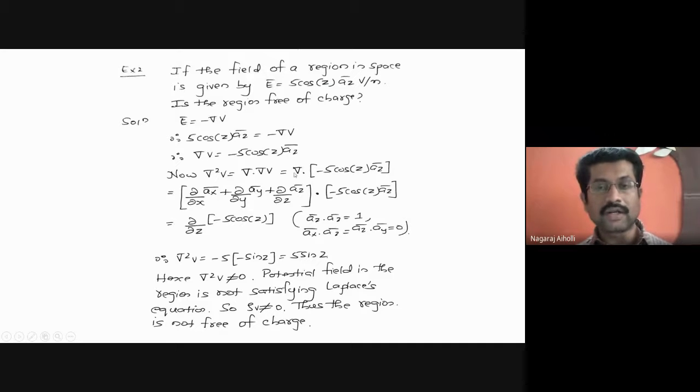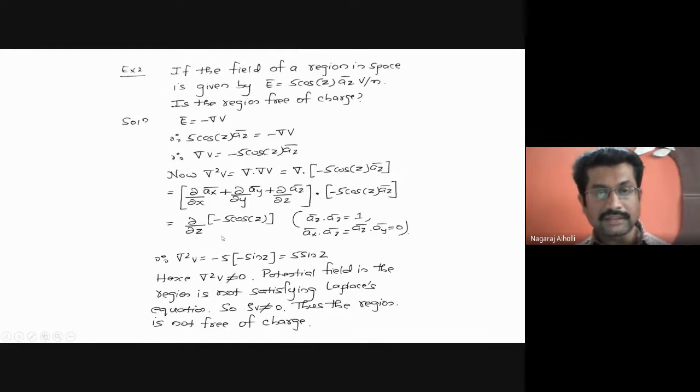What is del, students? The del operator is given by dou by dou x ax bar plus dou by dou y ay bar plus dou by dou z az bar, dot of this equation, minus 5 cos z az bar. Now here there are no x terms. It is only having a z component, only the az bar component. There is no x component, no y component. So here dou by dou z of az bar dot az bar, and az bar dot az bar is 1, correct? If we dot any unit vector with itself, we get 1. So what is remaining? Dou by dou z of minus 5 cos z.